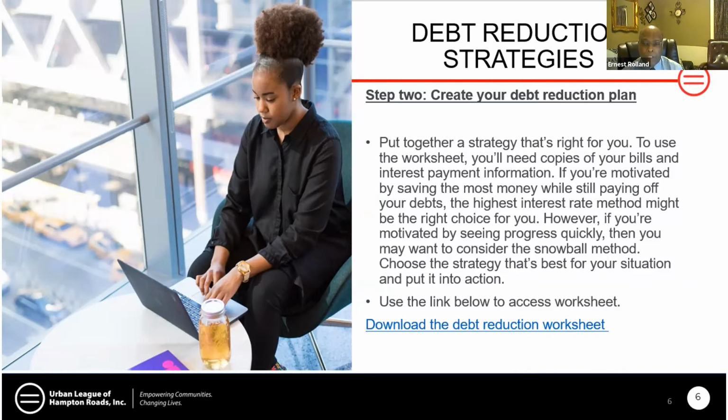To use that worksheet, you'll need copies of your bills and interest payment information. If you're motivated by saving the most money while paying off your debts, the highest interest rate might be the right choice for you. On another method there, if you are motivated by seeing progress a whole lot more quickly, then you may want to consider the snowball method. Again, you want to choose the strategy that's best for your situation and put it into action. And again, the link for this is going to be in the chat box. Next slide, please.